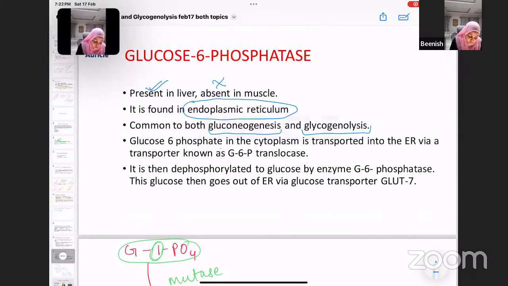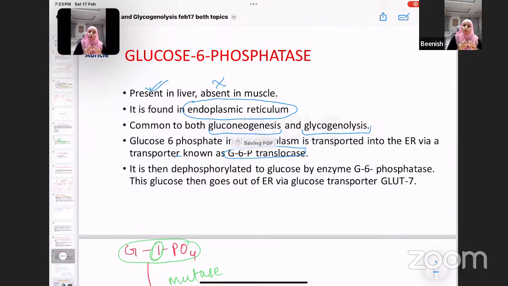This glucose 6 phosphate in the cytoplasm is transferred into the endoplasmic reticulum by a transporter known as glucose 6 phosphate translocase. Okay, this is the reason why your glucose 6 phosphatase is present in the endoplasmic reticulum and not in the cytoplasm, because we discussed that all the enzymes for glycogen metabolism are present in the cytoplasm, but your glucose 6 phosphatase is present in the endoplasmic reticulum.